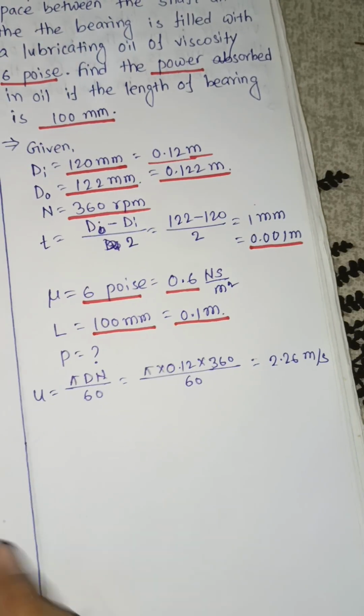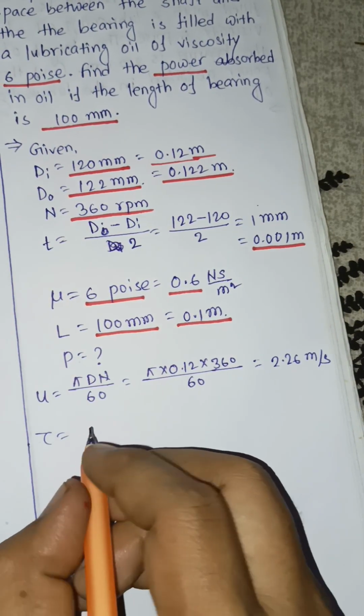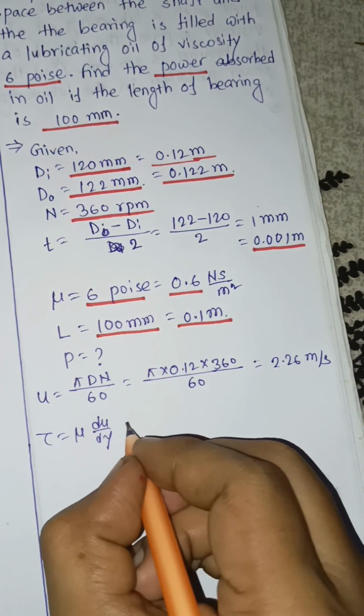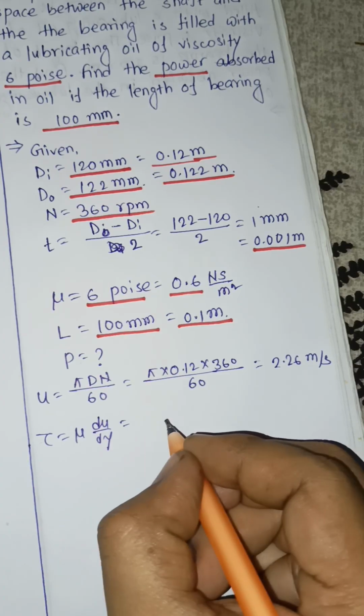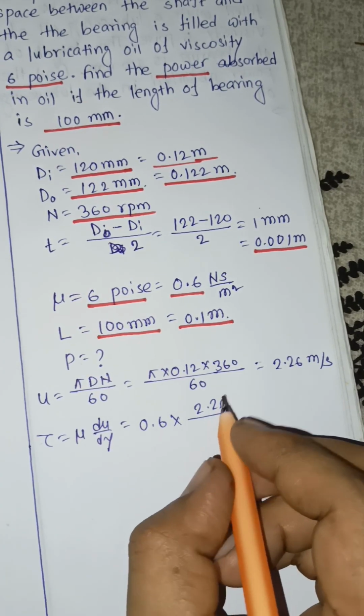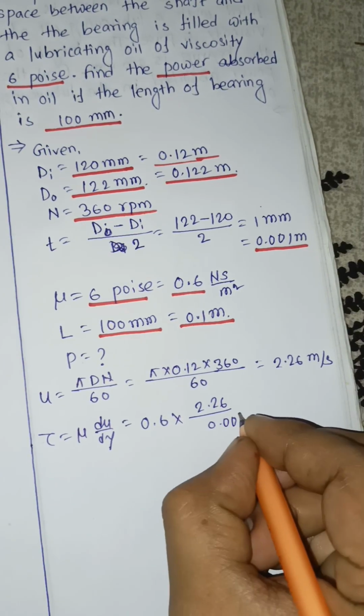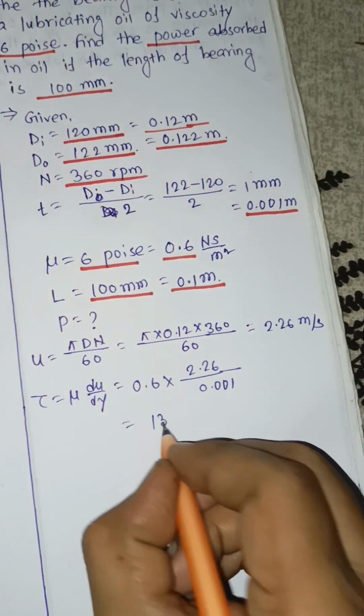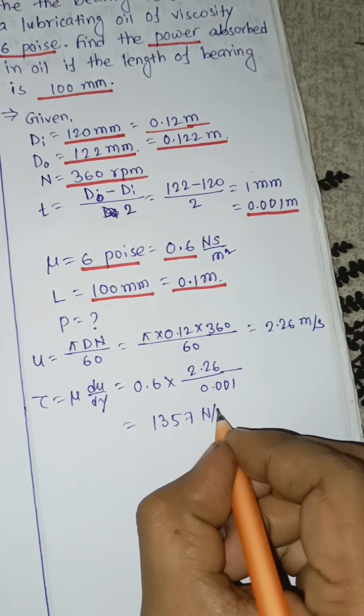Okay. So now if you want to calculate the shear stress from Newton's law of viscosity, we know that tau is equal to mu du by dy. So from here, what is the value of mu? Mu that is given in this question, that is 0.6 into du, that is 2.26, and dy, that is the thickness, that is 0.001. So from here you get the shear stress which will be 1357 Newton per meter square.